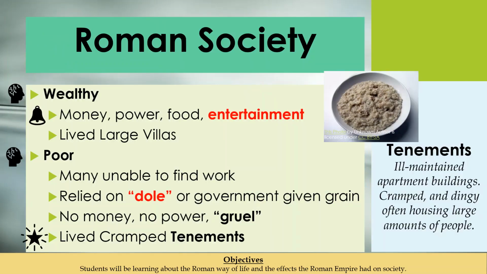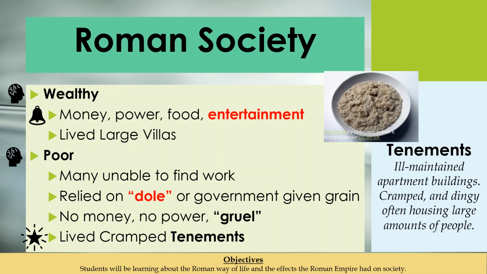Let's begin. So, Roman society. We've talked a lot about Roman society and the many different aspects of it, but today we're specifically going to talk about the divide between the wealthy and the poor. The wealthy included people like Roman governors, officials in society, as well as nobility and people related to the Roman emperor. They had money, power, decadent food, and tons of entertainment. They often lived in huge villas with lots of land around them to farm and cultivate.